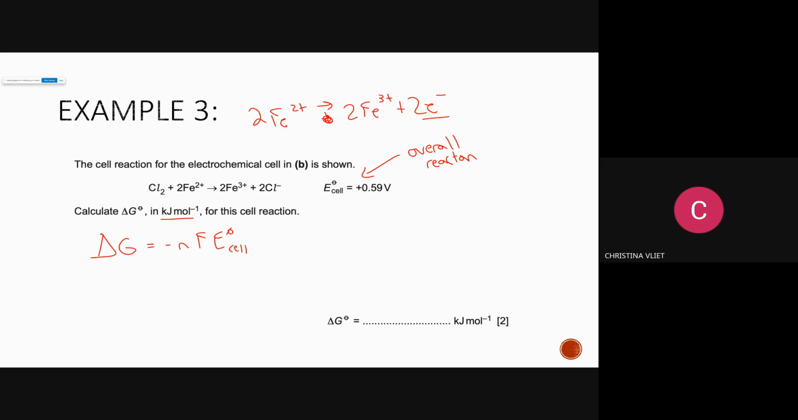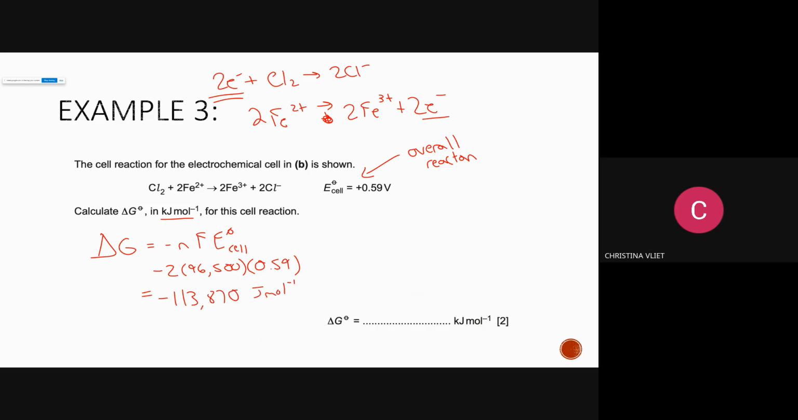Same thing for the chlorine if you broke up that one. If you broke Cl2 to 2Cl-, how many electrons are transferred here? Each chlorine gains one, but there are two chlorines. So the amount of electrons transferred are actually two. That's where the trick is in this question. So this would be minus 2 times 96,500 times 0.59. When you get all this, you get some crazy large number, negative 113,870.